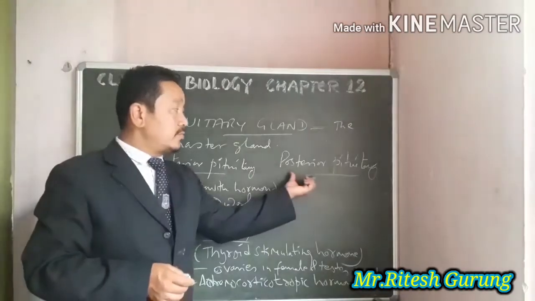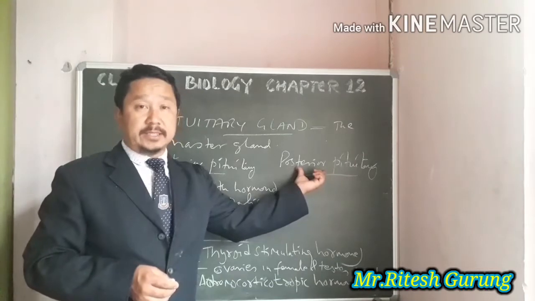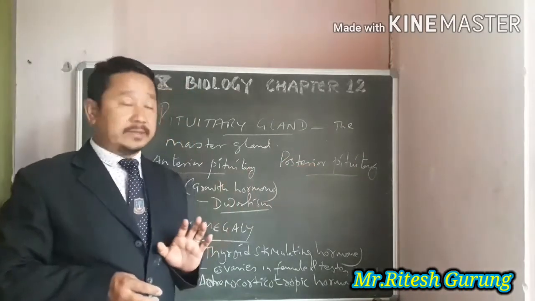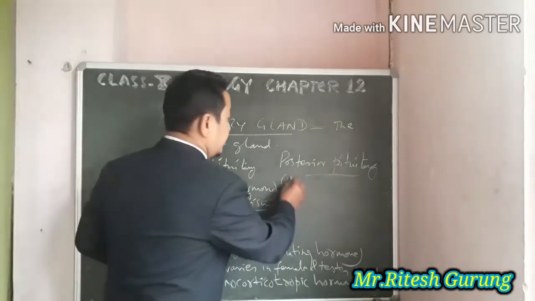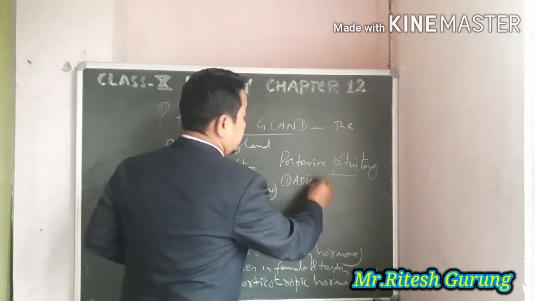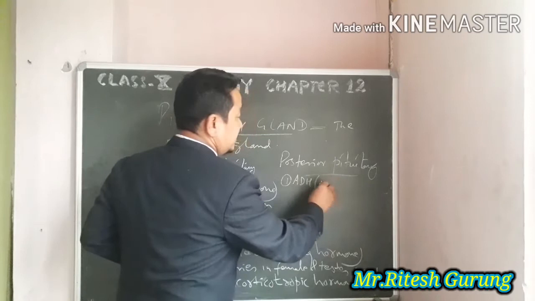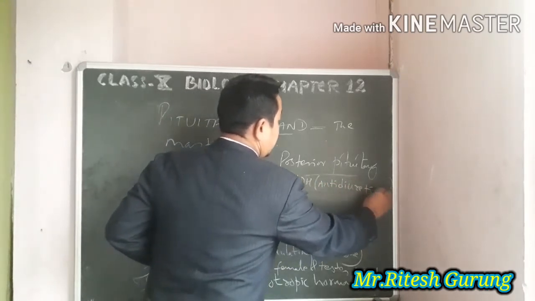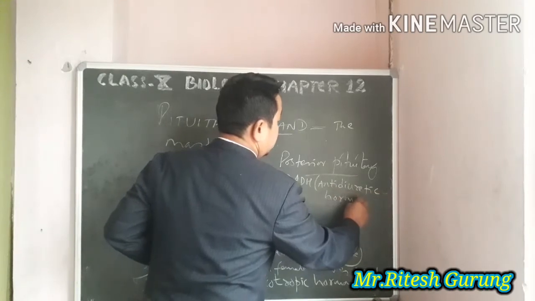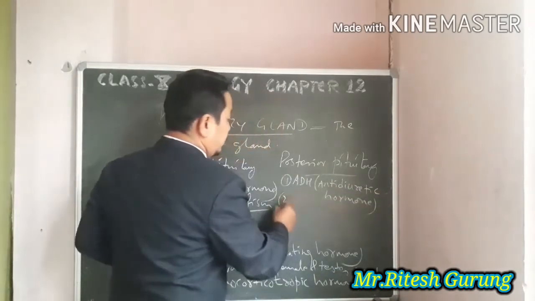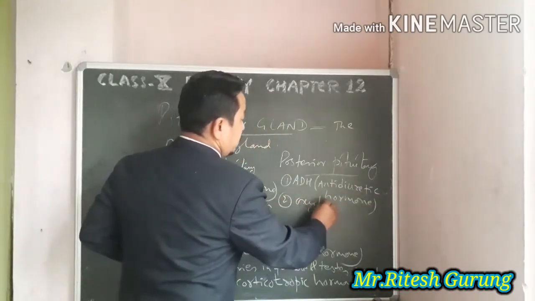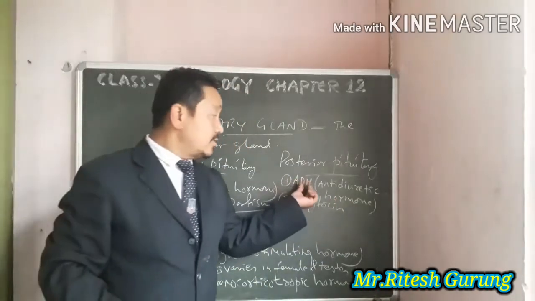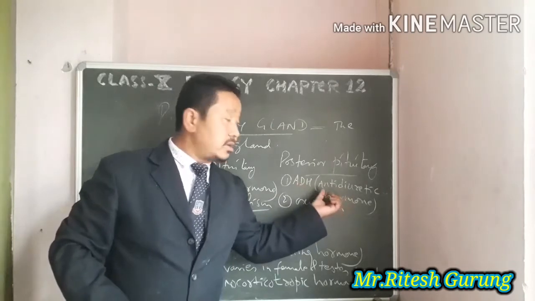Alright. Now from the posterior pituitary gland, that means from the posterior region of the pituitary gland, there are 2 hormones given. They are ADH, which stands for antidiuretic hormone, and the other one is oxytocin. Okay, ADH and oxytocin.